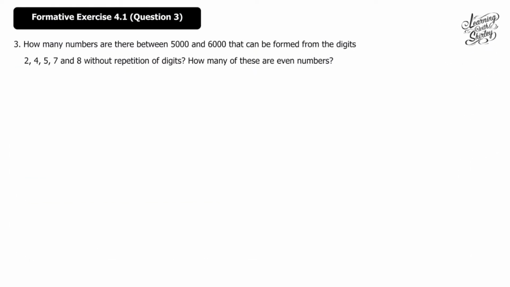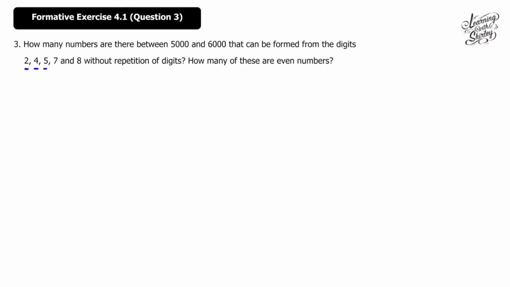How many numbers are there between 5,000 and 6,000 that can be formed from the digits 2, 4, 5, 7, and 8 without repetition of the digits? And how many of these are even numbers? So there are actually 2 questions in this question. Let's solve the first one first.